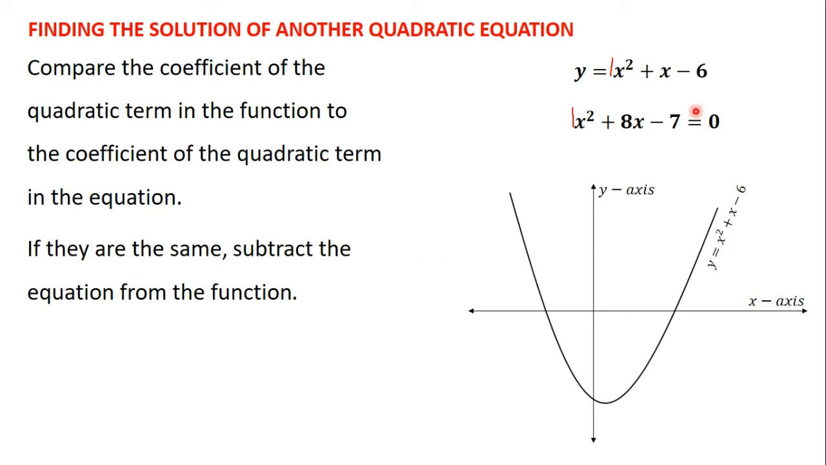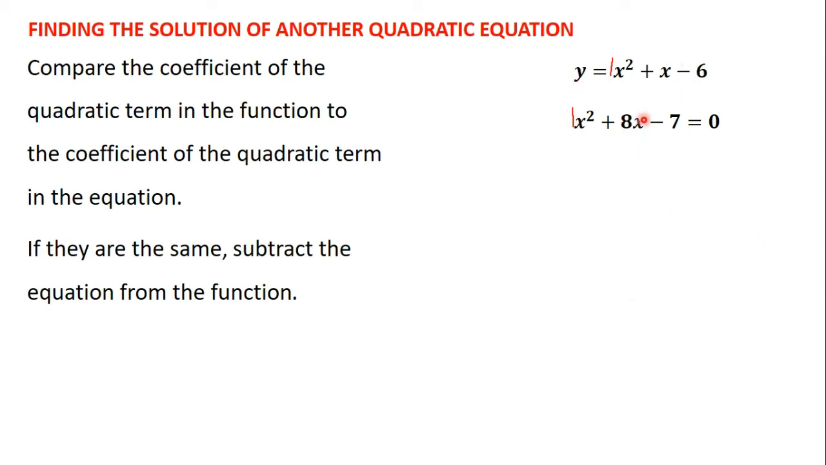So here, because they are the same, we are going to subtract this equation, s squared plus 8s minus 7 is equal to 0, from the function that we have drawn on the graph sheet, which is y is equal to s squared plus x minus 6. So we are going to subtract this equation from this function. I'm going to take the graph off so that we can continue with the solution here.